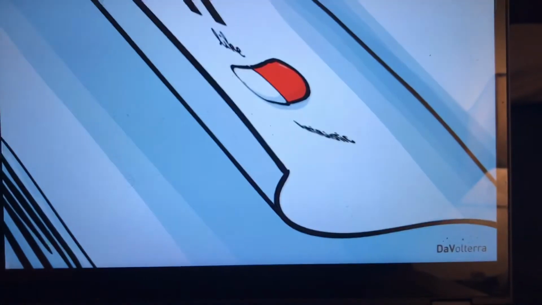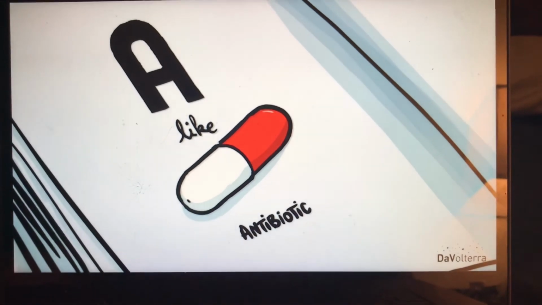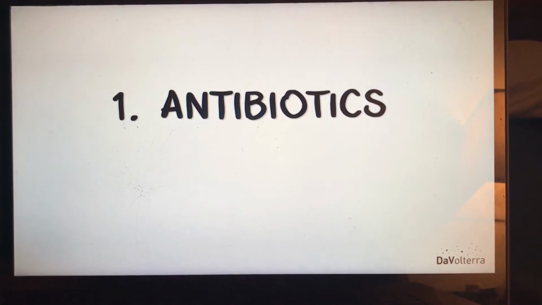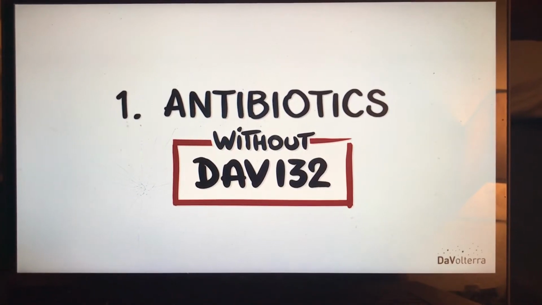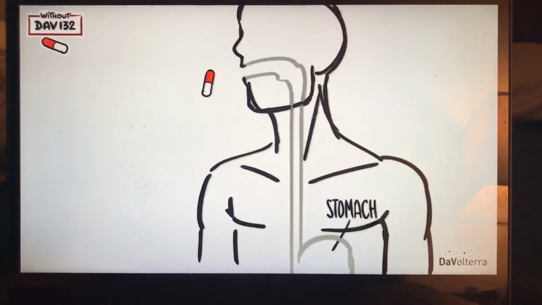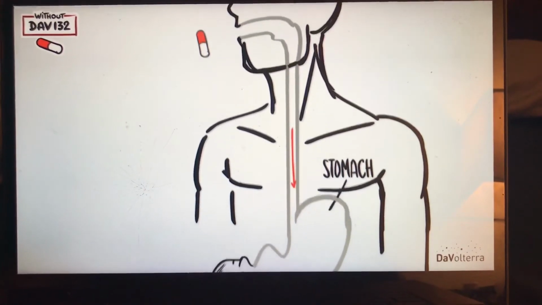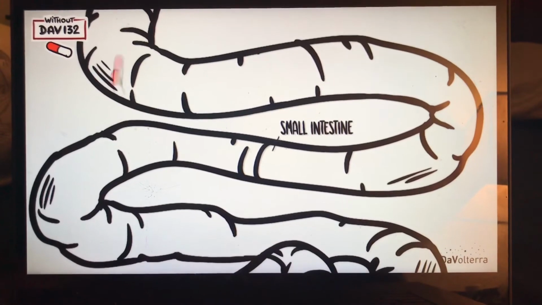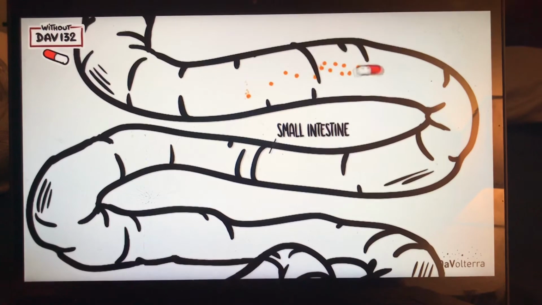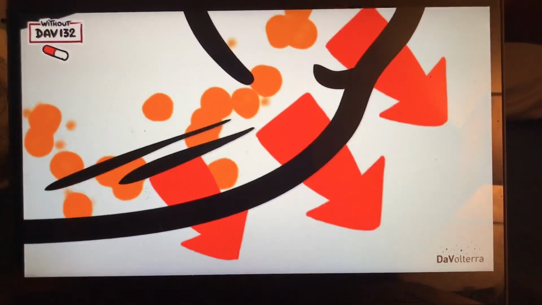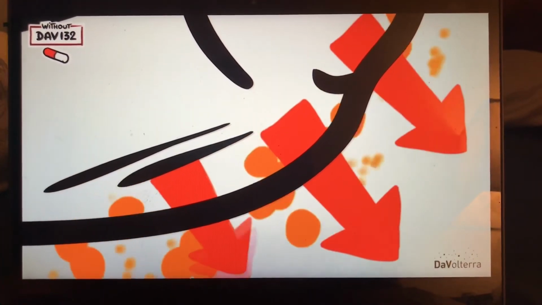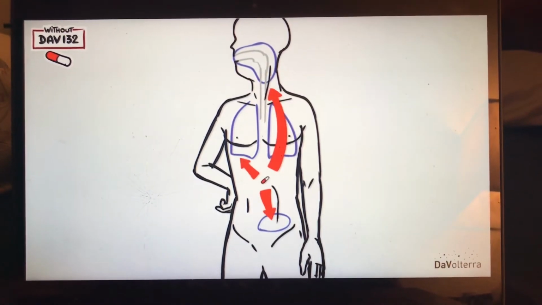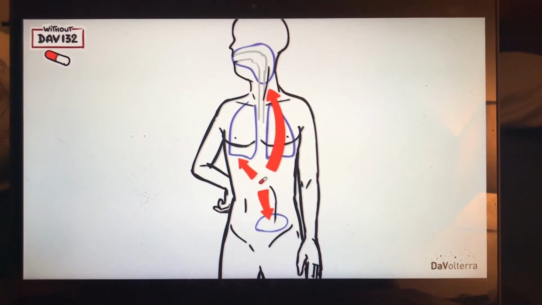We all know antibiotics and their wonderful power to cure bacterial infections. Let's see what happens when we take antibiotics without DAV-132. When we take antibiotics orally, the antibiotics travel to our stomach and then to our small intestine. In the small intestine, the antibiotic pill or tablet dissolves, and the active molecules get into the blood. That's what drug people call absorption. In the blood, the antibiotic then travels to the infection site and cures us.